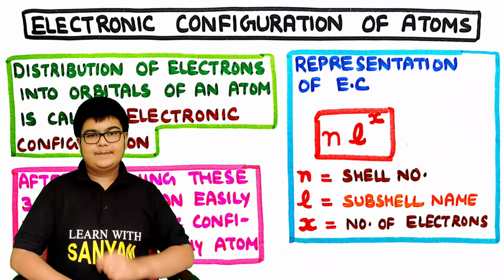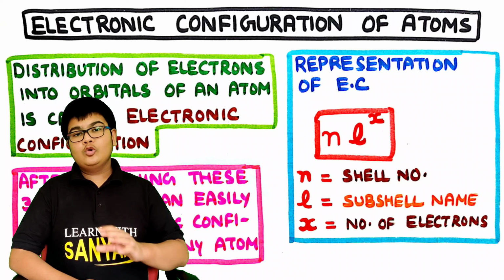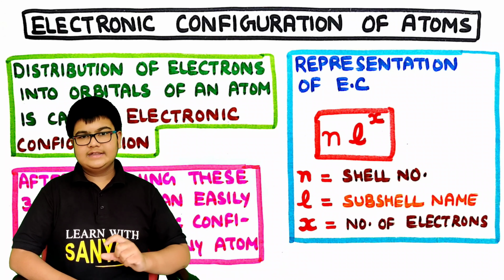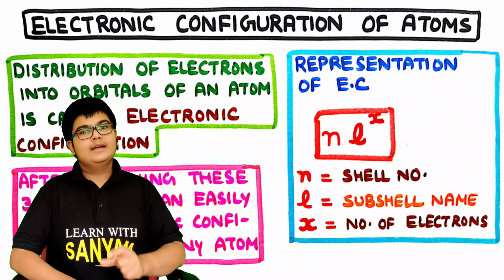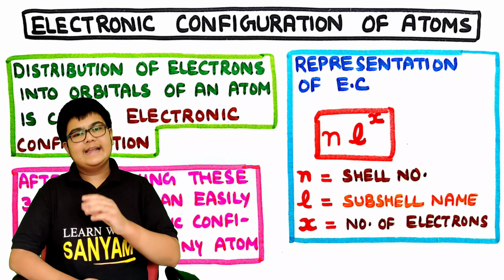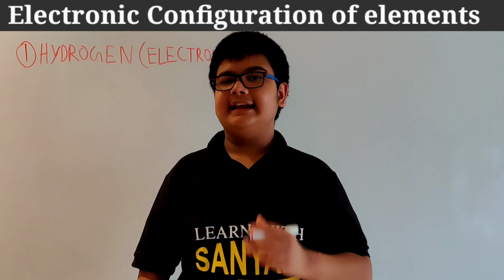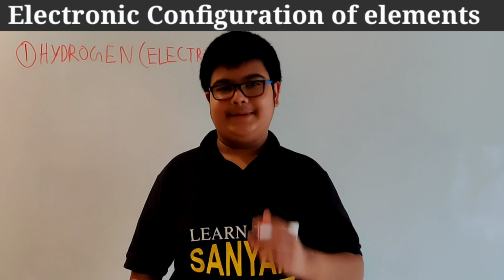So let's take an example. Let's take the example of the orbital 2p5. So in this, 2 is the shell number, p is the subshell name, and 5 is the number of electrons in that subshell. Now let's practice writing the electronic configuration of a few elements.